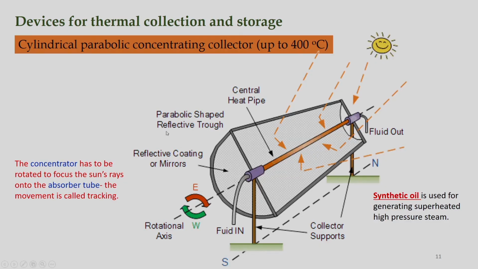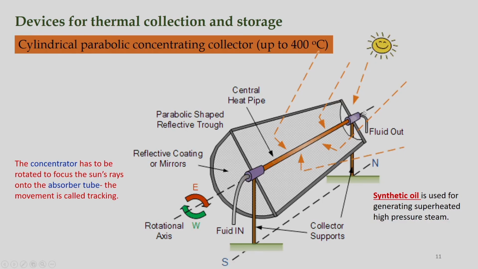Now, come to the cylindrical parabolic concentrating collectors. The configuration, as you can see, is something like that. This portion is known as the concentrator, and this is known as the absorber. So there are primarily two components, the concentrator and the absorber. Solar radiation falls on the concentrator and is focused onto the absorber. In order to get maximum solar radiation throughout the day, the concentrator has to be rotated.